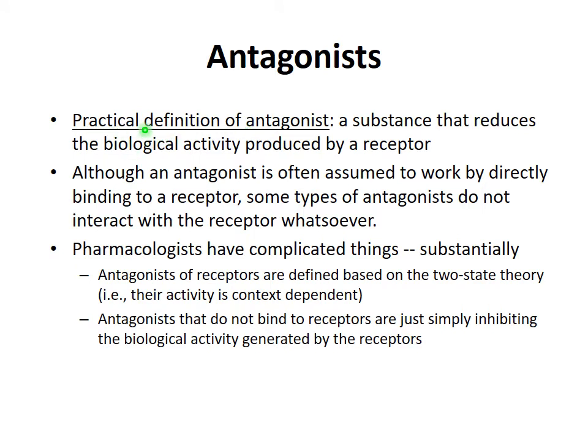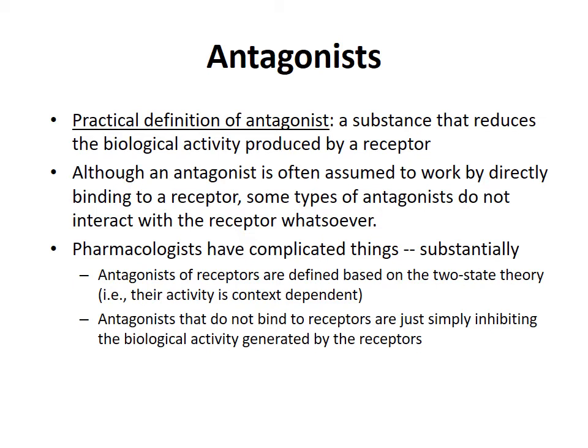But the practical definition is a substance that reduces the biological activity produced by a receptor. Okay. Although an antagonist is often assumed to work by directly binding to a receptor, some types of antagonists do not interact with the receptor whatsoever. Okay, so I want to clarify that. Most of our discussion has been about receptors, right? But there are inhibitors or antagonists that don't even touch the receptor. We're going to get into that in a little bit and give some examples of that.